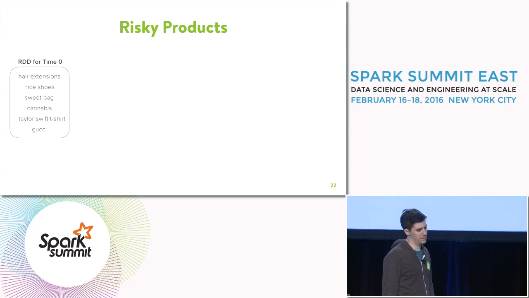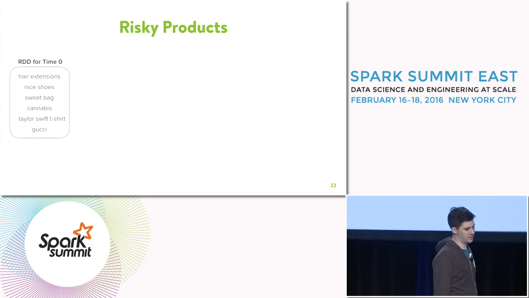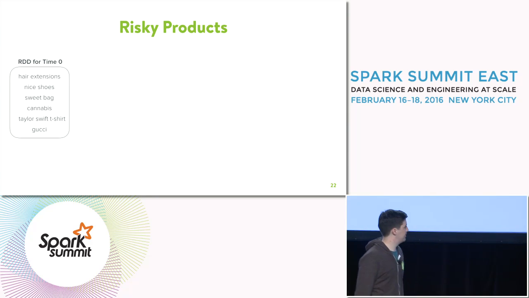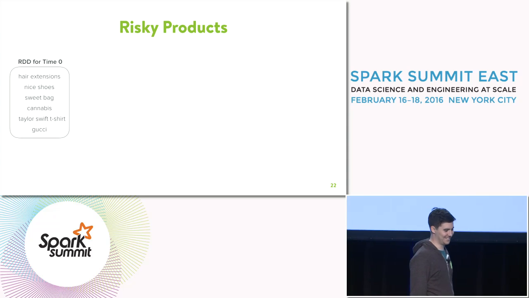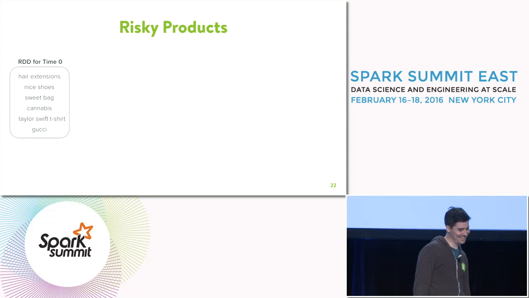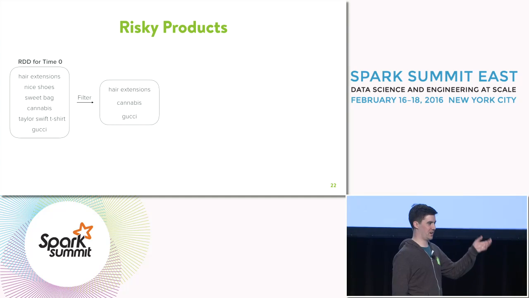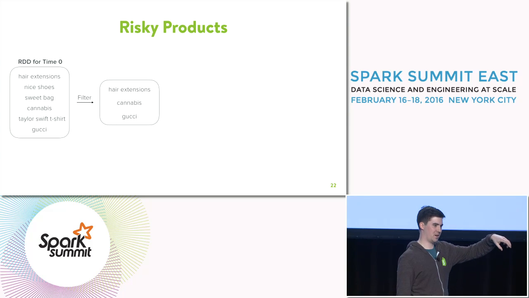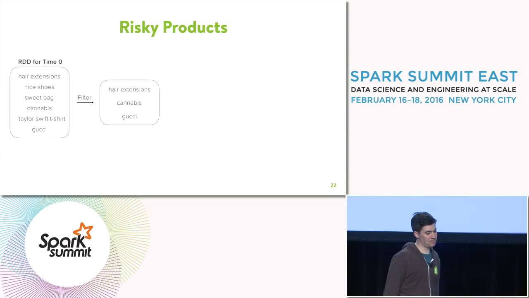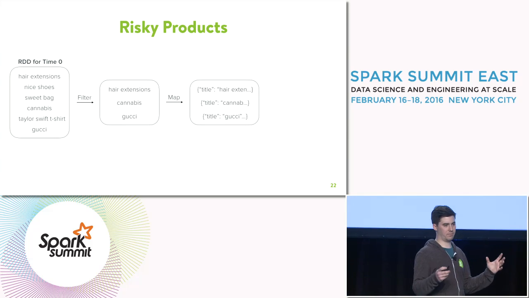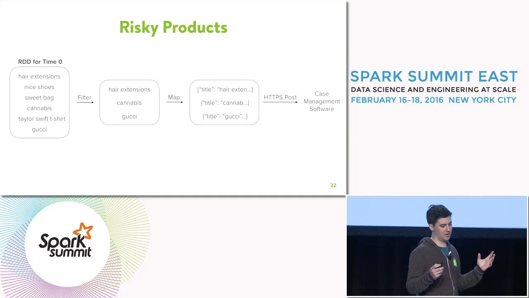So how it works is we get this RDD with all these fun products. Taylor Swift t-shirt. I have kind of an unhealthy obsession with Taylor Swift and hockey. We take that RDD and filter it with a simple filter that checks if the regex for the risky product title is in that product title or description. Then we create a JSON blob out of it that is what the application expects. And then we do an HTTPS post out to that case management software. So it's pretty simple.